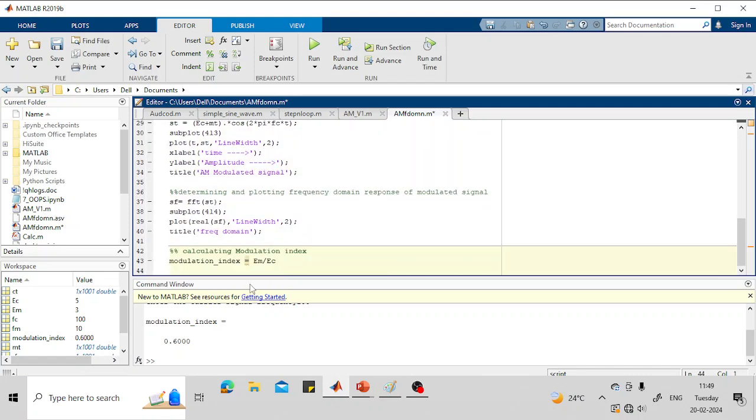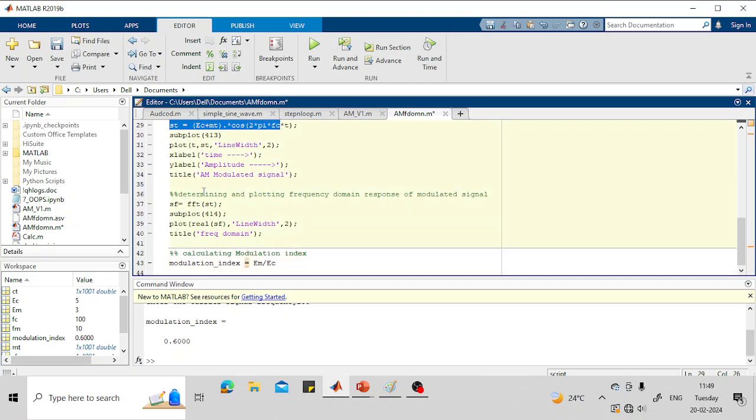Coming to the last step, that is converting this modulated signal S of t into S of f. S of f should be the frequency domain content for the S of t. So S of f is equal to FFT, fast Fourier transform, of S of t. This FFT of S of t will convert whatever the time domain signal is there into the frequency domain signal S of f.